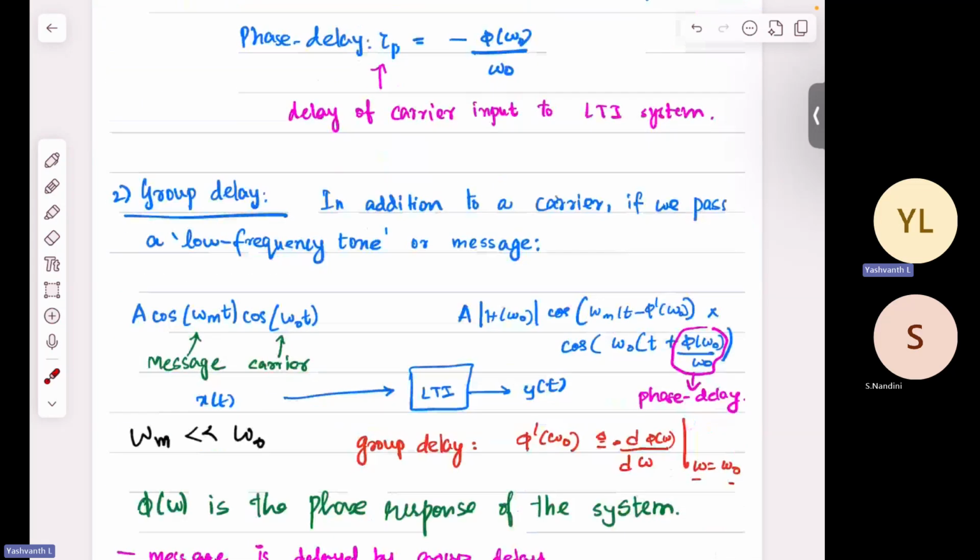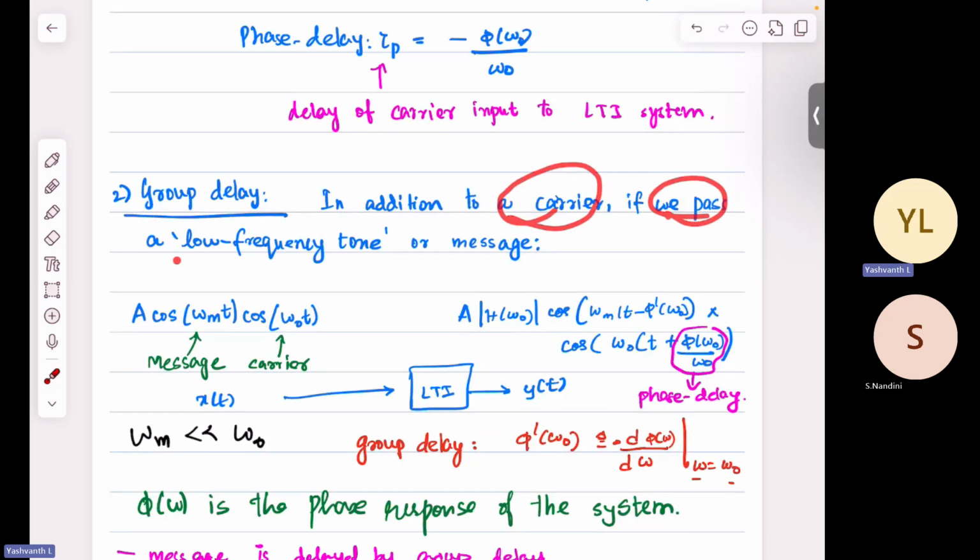Now, the next concept is what is called group delay. How was the group delay defined? Let's say in addition to a carrier signal, you also pass a low frequency tone or a message. If you recall in the properties of Fourier transform, we studied the modulation theorem. We basically mount a small low frequency signal over a high frequency signal, and then you transmit that over the communication system. That is precisely what we are doing here also.